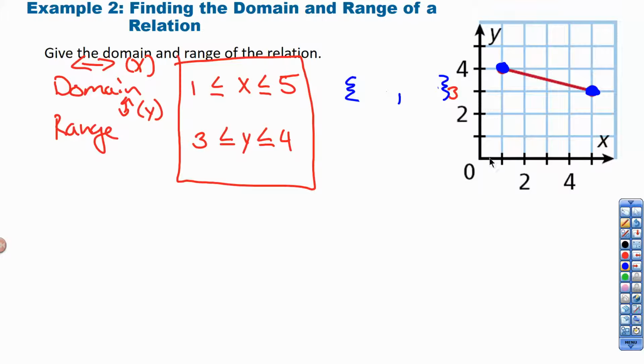The domain is your x. So what is the value of x in this point? 1. So that would go here. What's the value of x in the second point? 5. And then for your y's, what's the value of the smallest y?